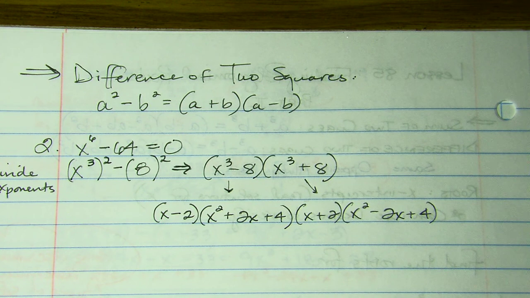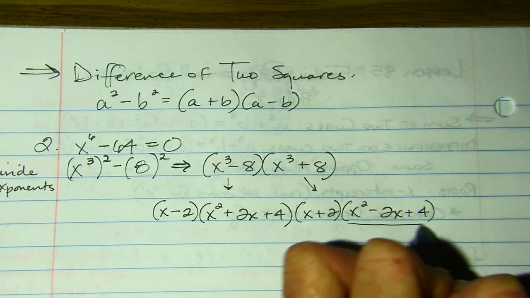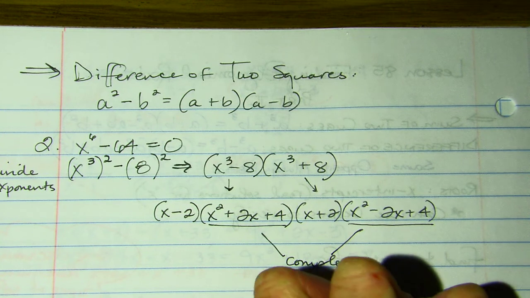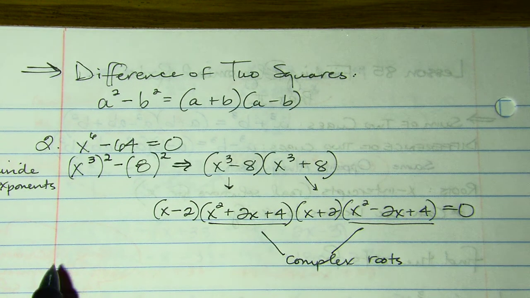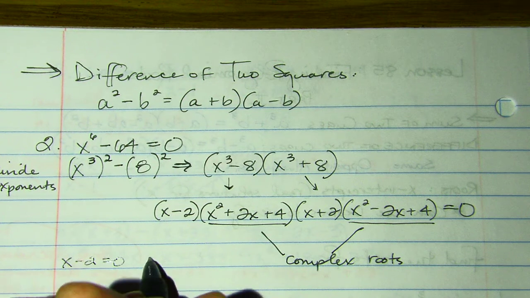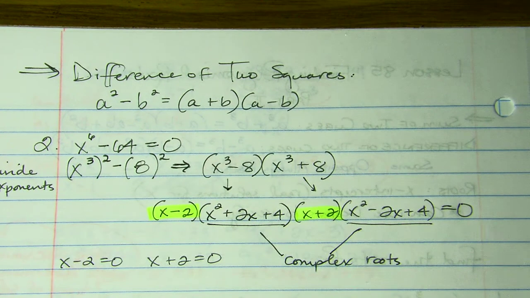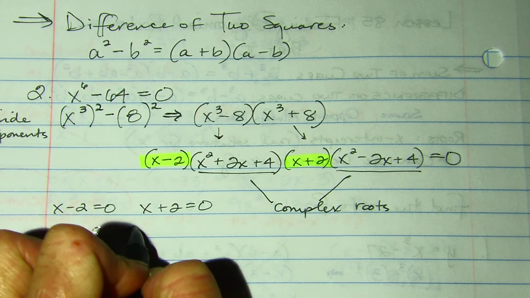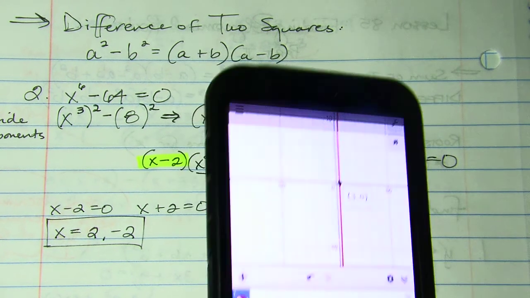Sorry, my computer timed out. Give me 1 second. All right, so now these quadratic factors are both going to produce complex roots. So my only real solutions, if I set these equal to 0, I have x minus 2 equals 0 and x plus 2 equals 0. And we'll confirm this with Desmos. So my only two real roots are x equals 2 and negative 2. Again, this can be confirmed with where it crosses the x-axis on Desmos.